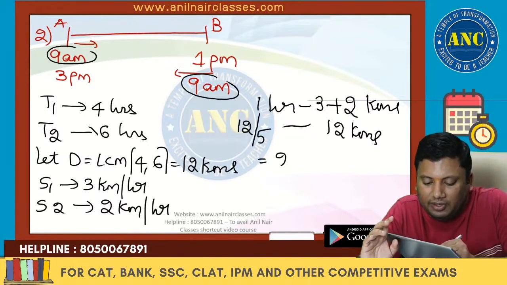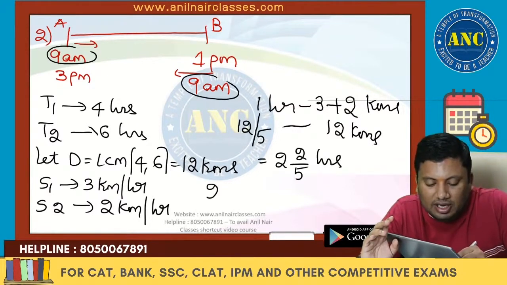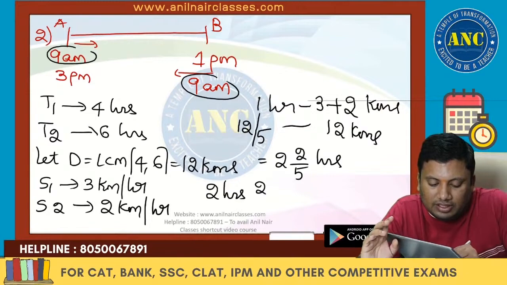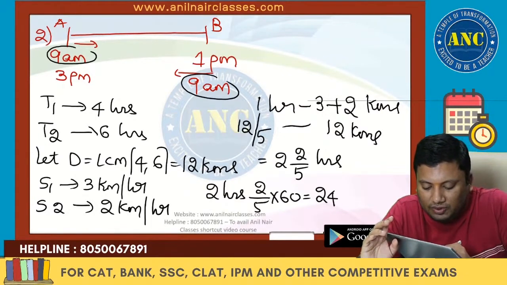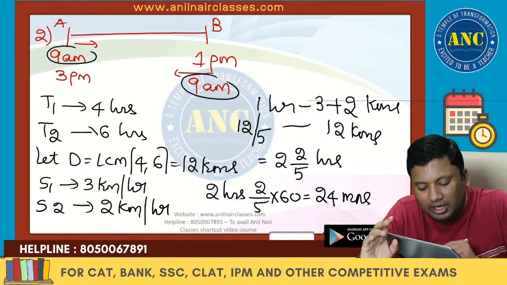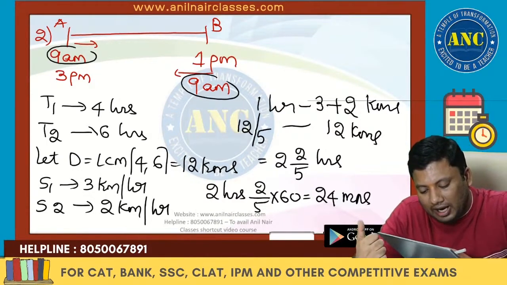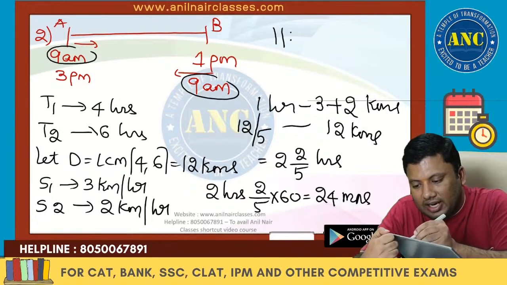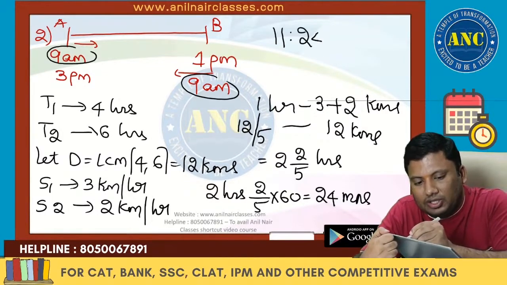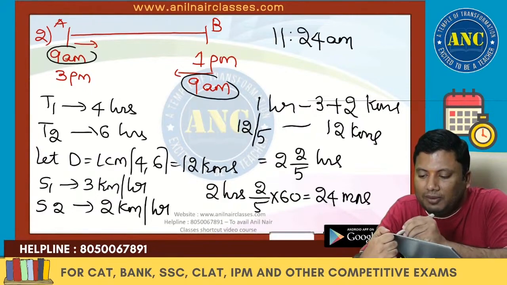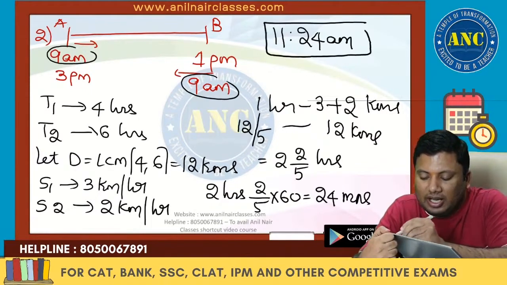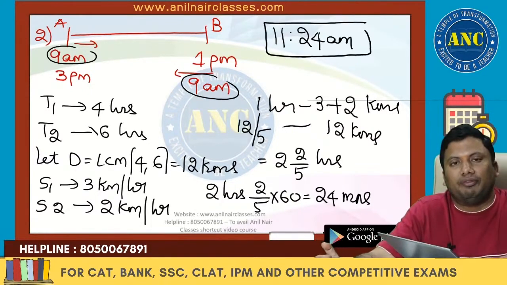12 by 5 is nothing but 2 and 2 by 5 hours. This is nothing but 2 hours. 2 by 5 into 60, which is 24 minutes. They will meet after 2 hours 24 minutes. From 9, 2 hours, which is 11, 24 minutes. That means both of them will meet in the opposite direction at 11:24 a.m.